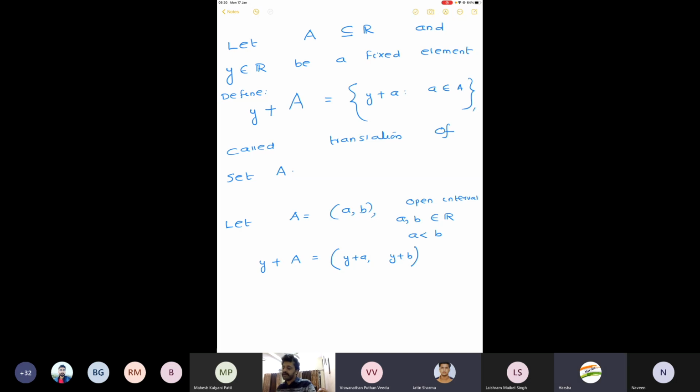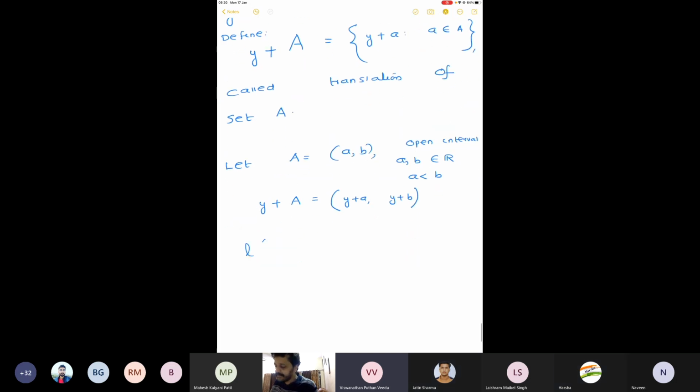Yes, sir. Now what is the length of y plus A? B minus A. Then, is it the same as the length of A? Yes, sir. So translation of open intervals keeps the length unaltered. The length of an open interval and its translated version is the same.